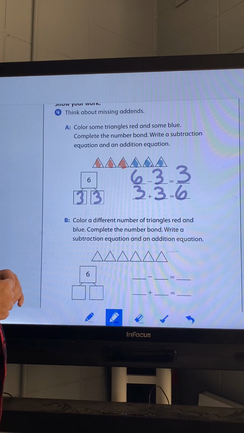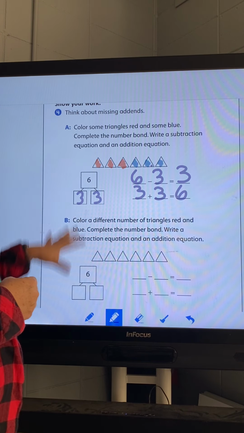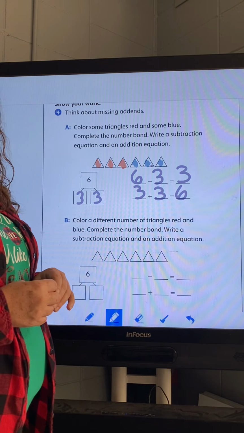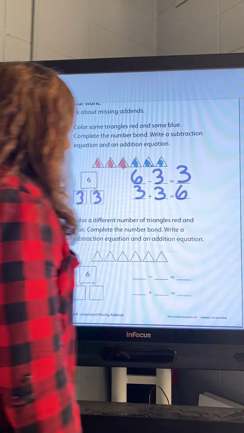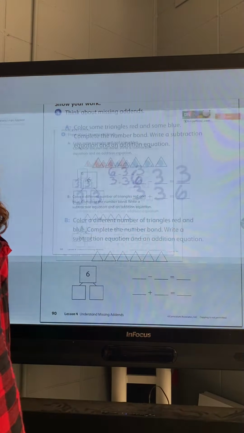You are going to make up your own problems on these two, okay? And I think you guys are going to be able to do that fairly easy, okay? And guess what? That is all that you guys have to do today. Not much, is it? I think you guys can do it, okay?